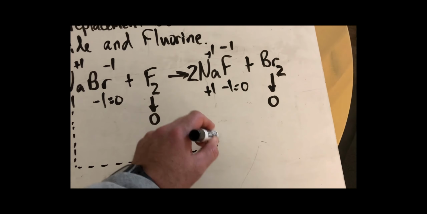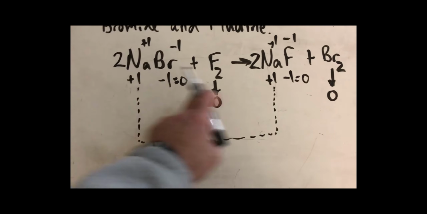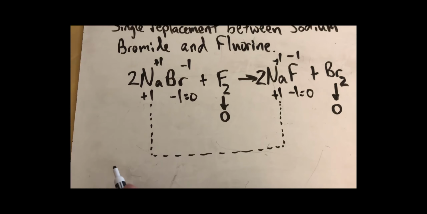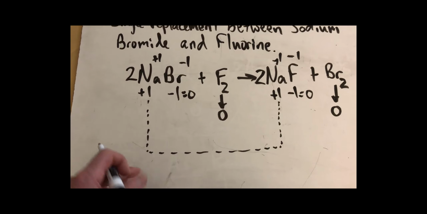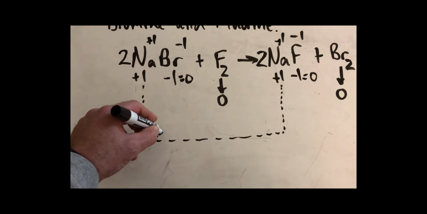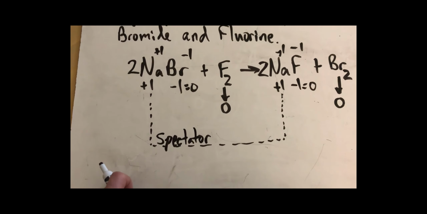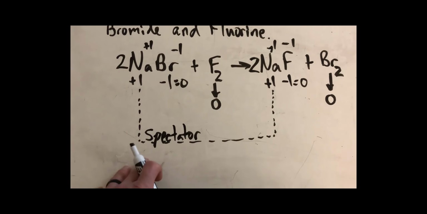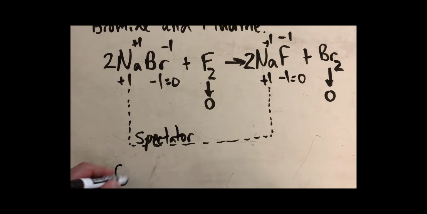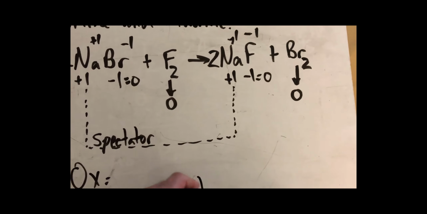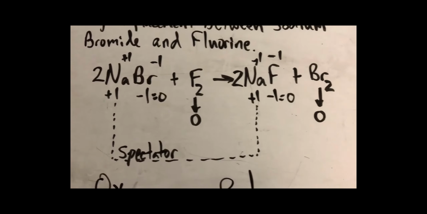sodium atoms, can you see that there is no change in their charge? Okay, there's no change in the sodium's charge. So these really don't have anything to do with electron movement at all. Okay, so these are called spectator ions. You don't need to identify those in our homework, but if you see those that don't do anything, they're neither oxidized or reduced.